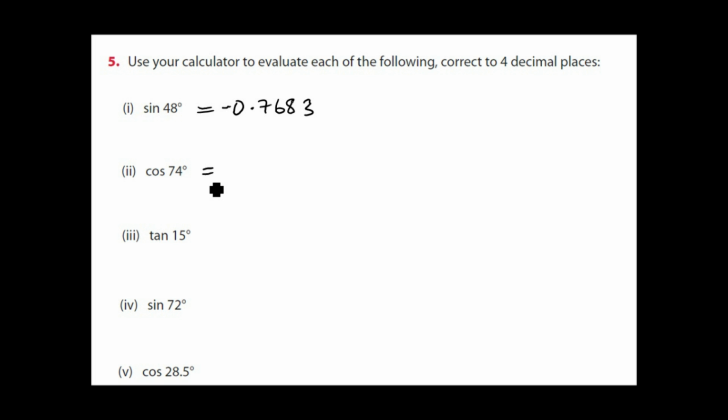So sine 48 is 0.7683 to 4 decimal places. Cos 74 is 0.1717 to 4 decimal places. We type in tan 15 and we get 0.8559.